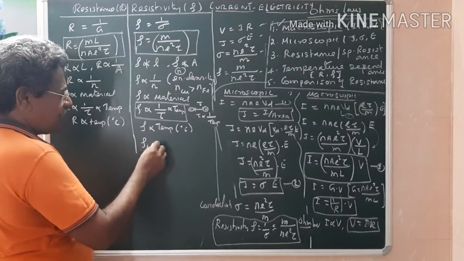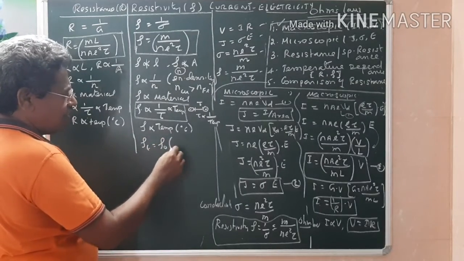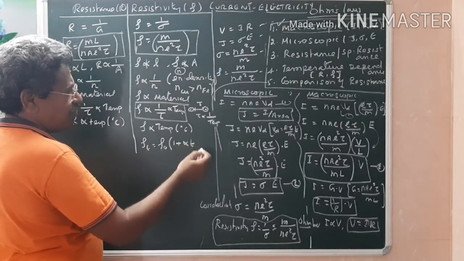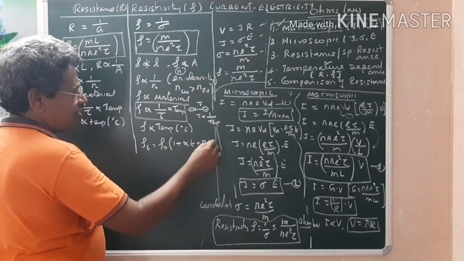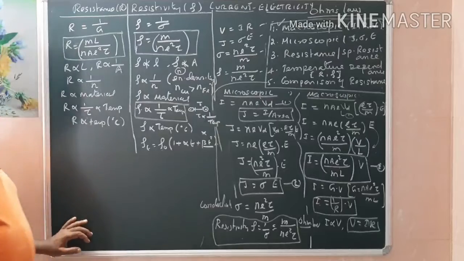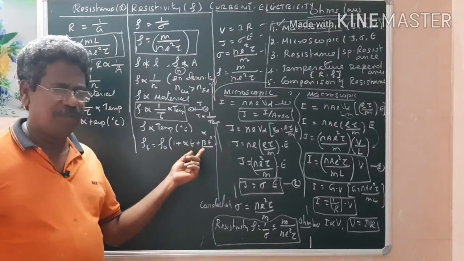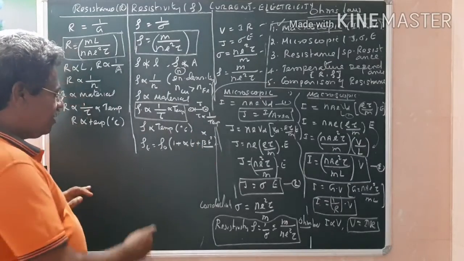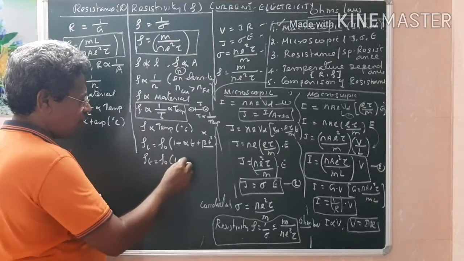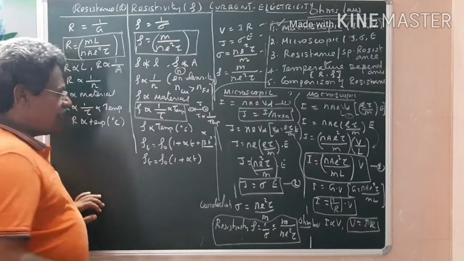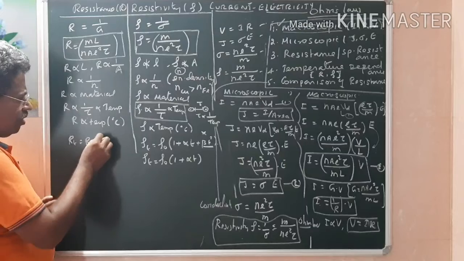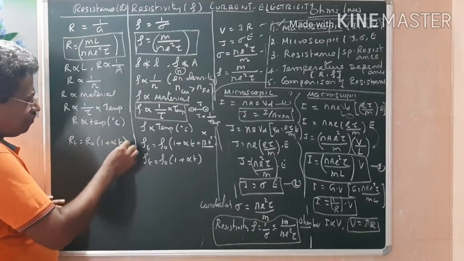Rho of T is equal to rho naught, which is the resistivity at 0 degrees Celsius, into 1 plus alpha T plus beta T square, and so on. But compared to alpha, beta is very small, therefore it is neglected. Generally we write rho T is equal to rho naught into 1 plus alpha T. Similarly here, R T is equal to R naught into 1 plus alpha T.